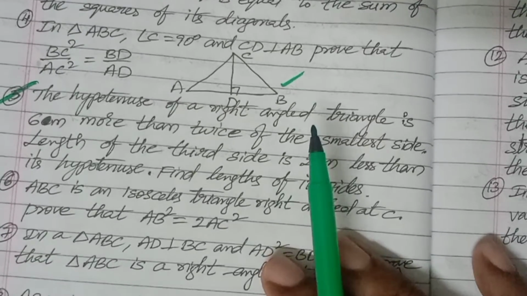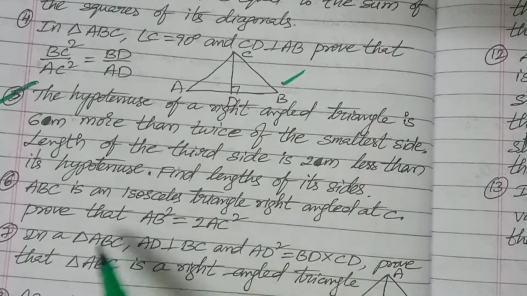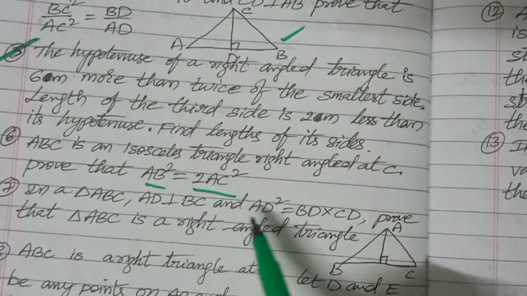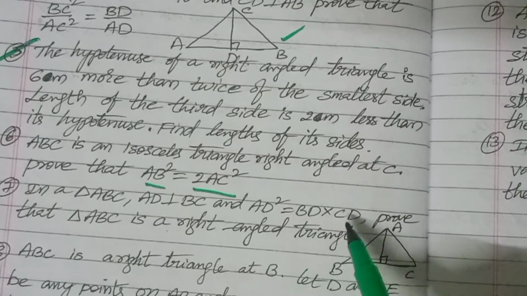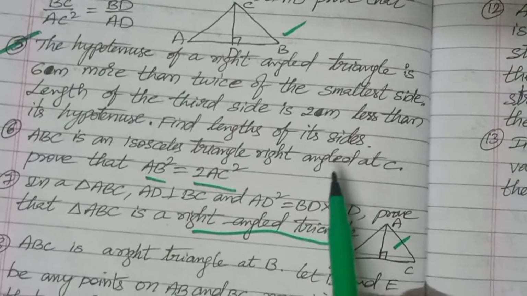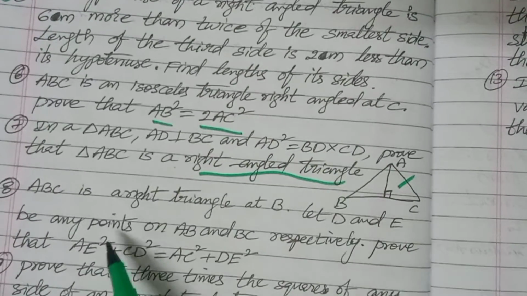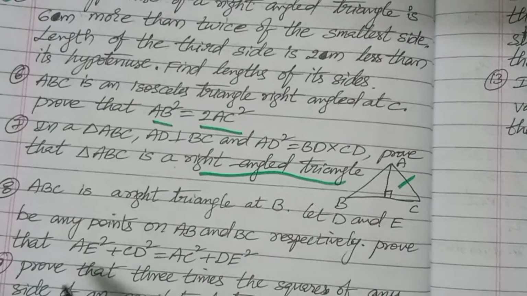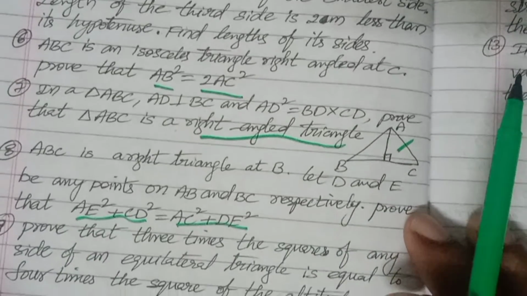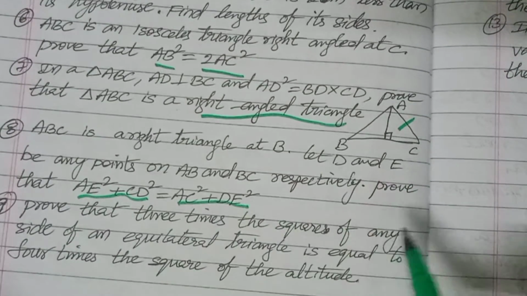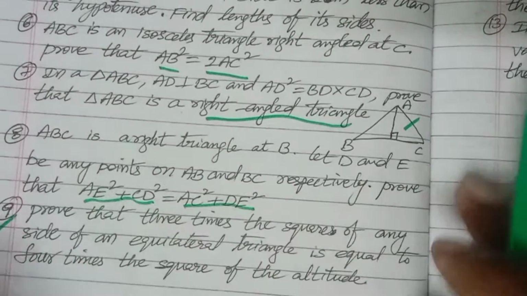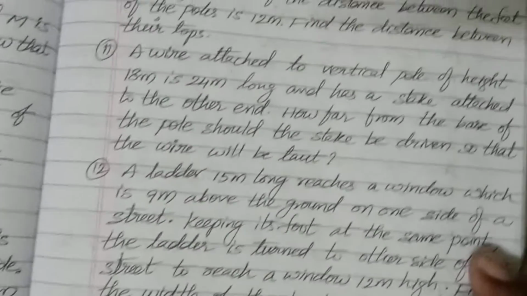Prove that in an isosceles triangle, right angled at C, AB square equal to 2AC square. In a triangle ABC, AD perpendicular to BC, AD square is equal to BD into CD. Prove that triangle ABC is a right angle triangle. Figure is given. ABC is right angled at B. Let D and E be the points on AB and BC respectively. Prove that AE square plus CD square equal to AC square plus DE square. Prove that 3 times the square of a side of an equilateral triangle is equal to 4 times the square of the altitude. This is also an important question.